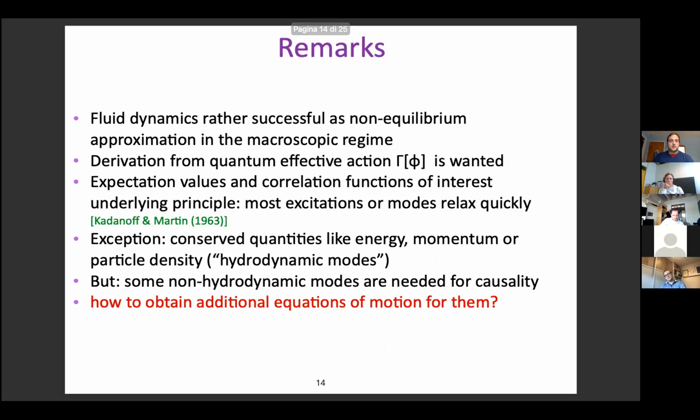Could I ask a question here? Can I just ask a question of nomenclature that always confuses me? Yes. So you're talking about quantum effective action, but you're talking about the classical system.